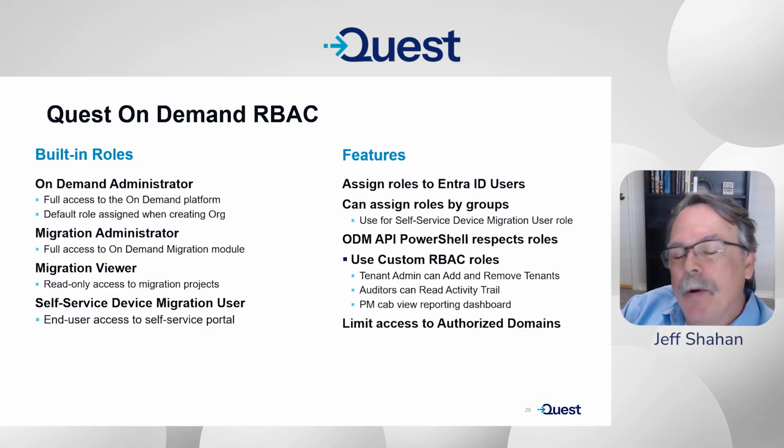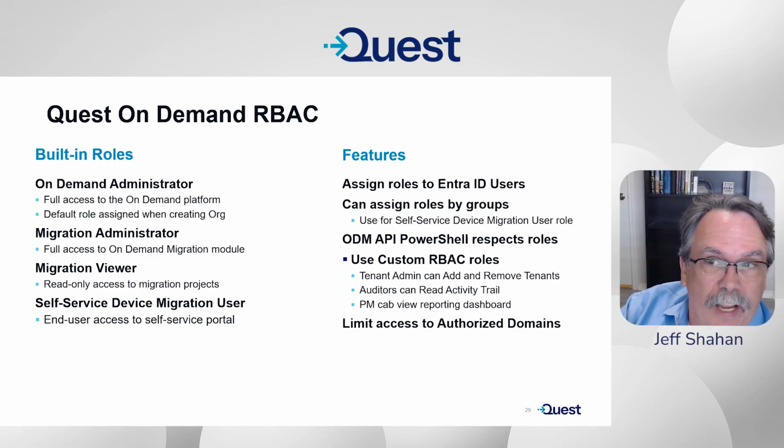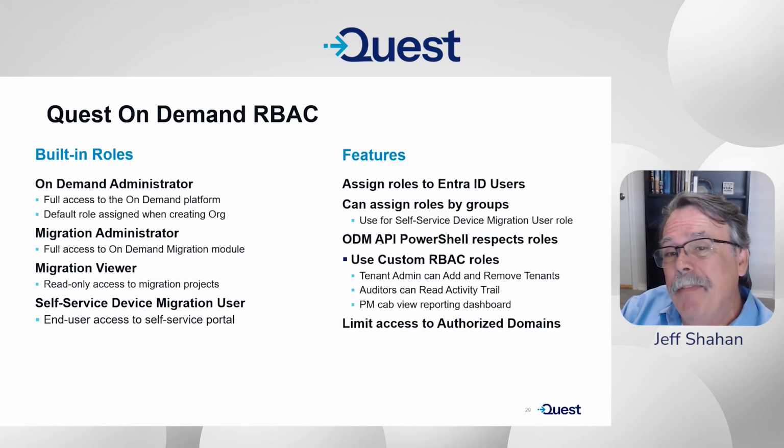We also have a PowerShell cmdlet, and that respects those RBAC roles and what functions you can do. The RBAC roles are granular enough to go down to the task and type. So you could limit whether somebody can do a full discovery, or just a discovery by file, or just a rediscovery of already discovered objects.